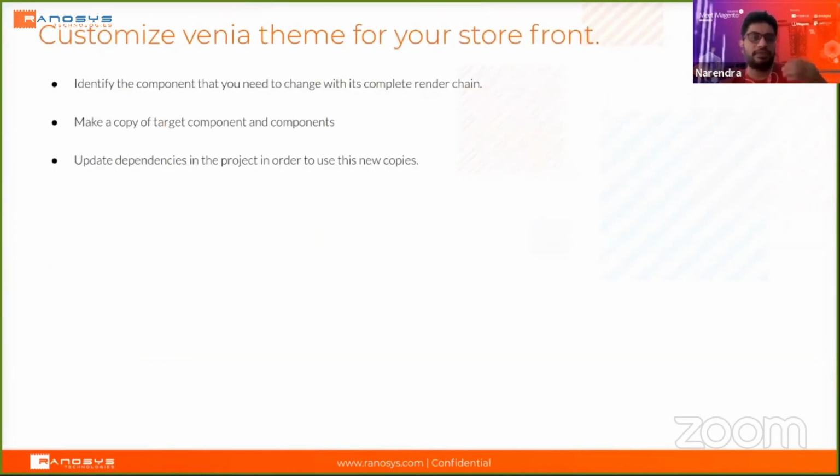Then customizing the theme. Let's say you want to customize the Venia theme, and you have some requirement, which definitely you will have. How can you customize it? There are three basic things. The first thing is you need to identify the chain from where your component is being rendered. Then you need to copy it into your src folder, and then you need to change the dependencies of that particular folder.